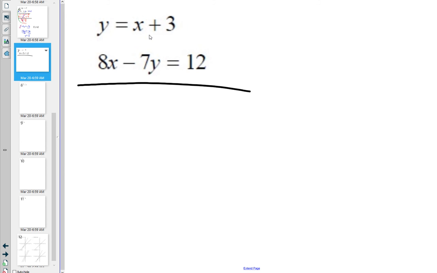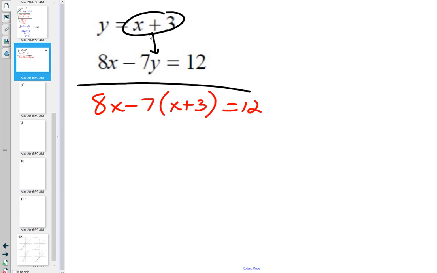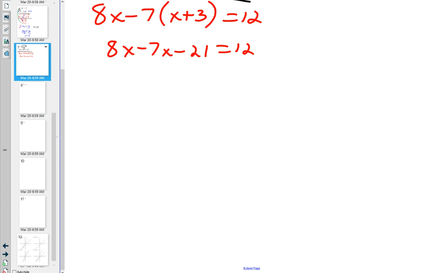What method should we use here? I like substitution here because the y is isolated, so I get this x plus 3 and I plug it into the other y. So 8x minus 7 times x plus 3 is equal to 12. How many variables do I have left? One. Yeah, just the x's. I know there's two of them, but we're not scared of no x's. 8x minus 7x minus 21 is equal to 12. This works out nicely. Jono, what's 8x minus 7x?